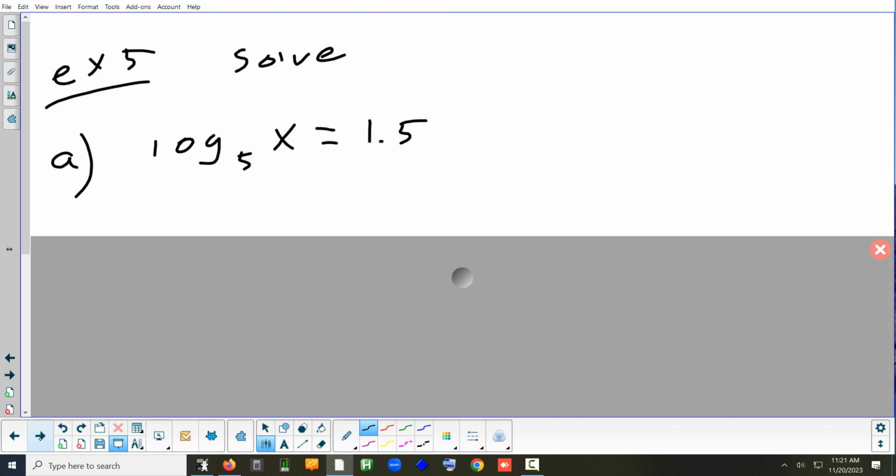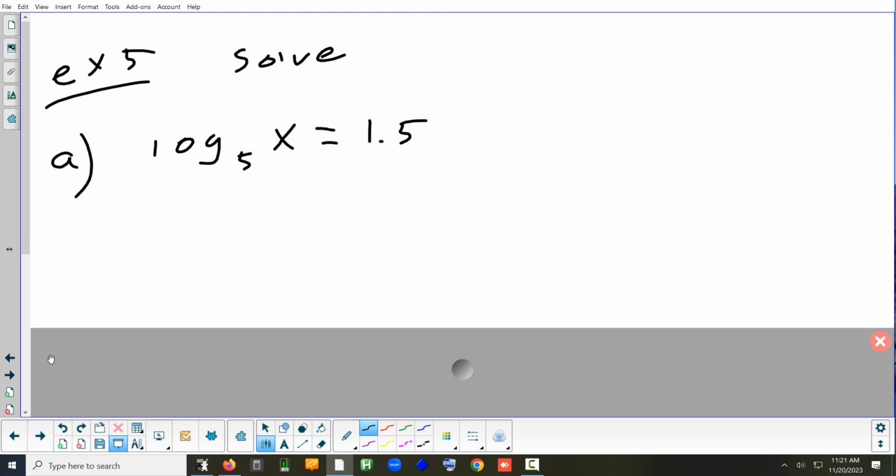Okay. All right, let's try this one. So it's a log equation, and the variable is in the argument.